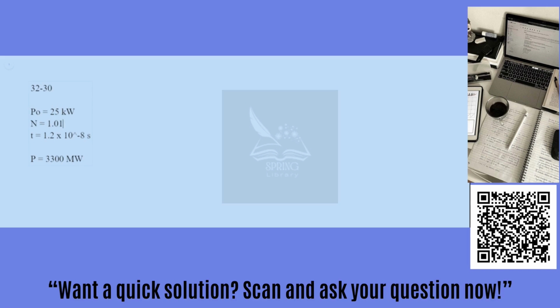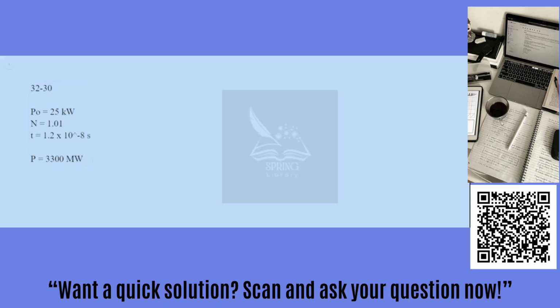A reactor in a critical state has a power output of 25 kilowatts, which here I put as P naught, or P initial, 25 kilowatts. The reactor then enters a supercritical state in which each fission triggers an average of 1.01 additional fissions. So here I have the number of fissions, or N per fission, is 1.01.